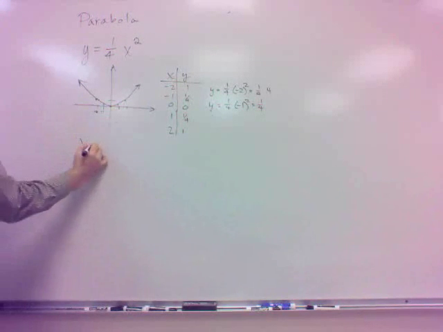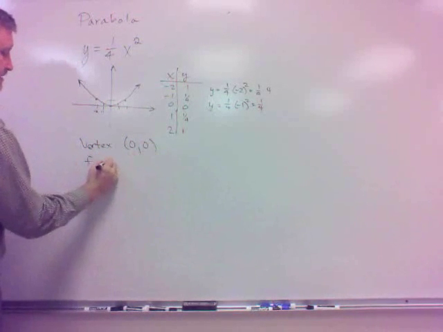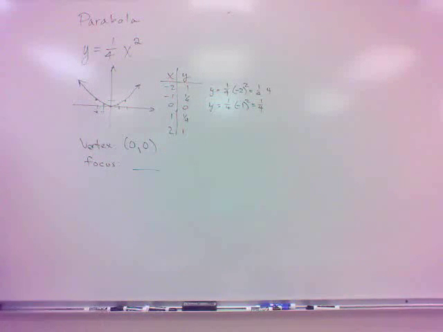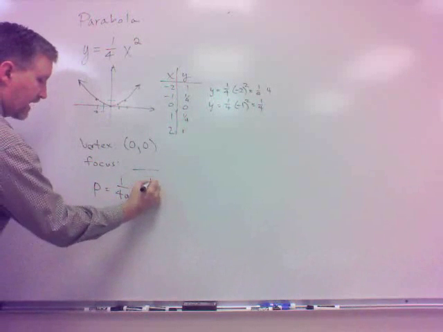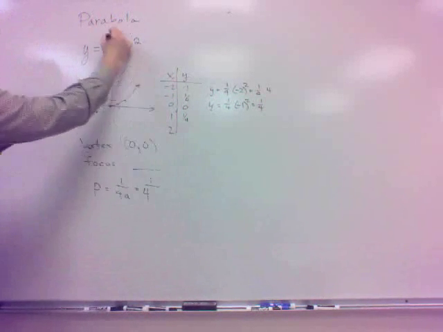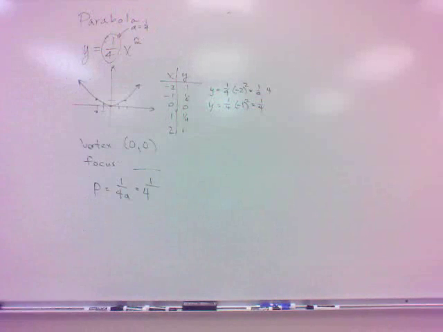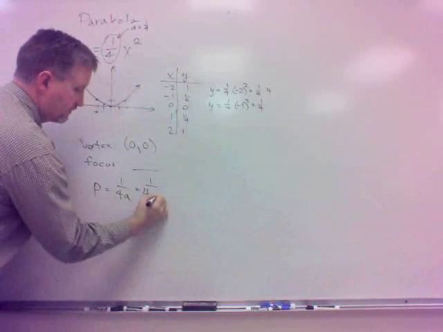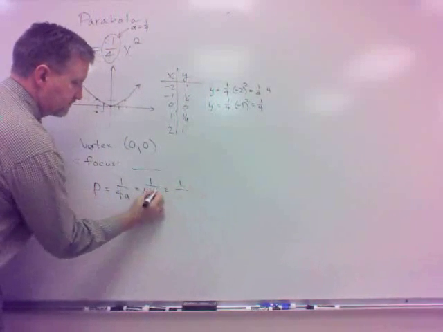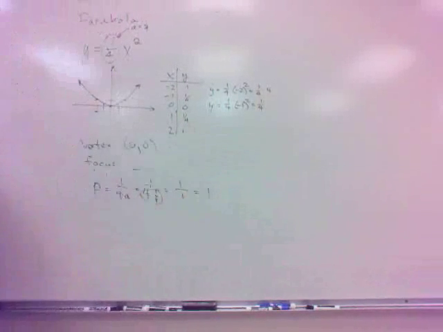Vertex is 0, 0. But now added to that, I will also want to find this focus point. And the way I find the focus point is I start off with the p value. It's 1 over 4a. What's my a in this case? It's 1/4, isn't it? My a is 1/4. And so the p is going to be 1 over 4 times 1/4. And that works out nicely because you multiply those first. 4 times 1/4 is 1. So the p distance is 1.